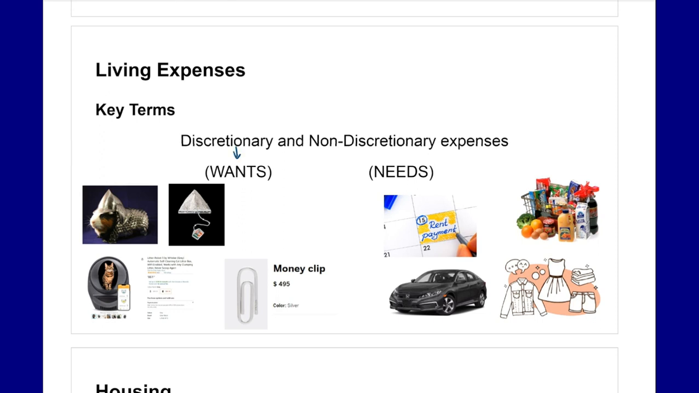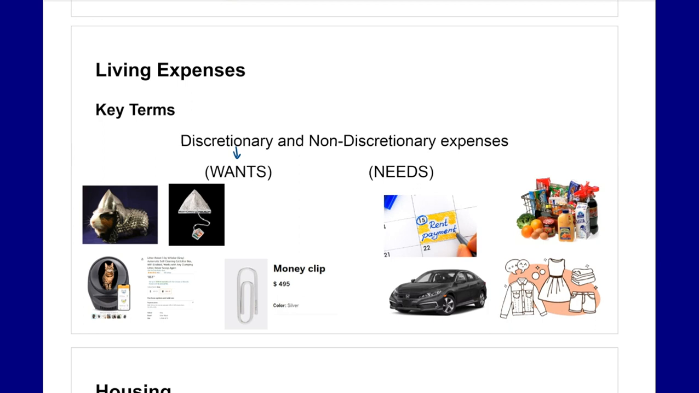So maybe it's armor for a guinea pig, a diamond encrusted tea bag for your tea, a $860 automatic litter box for your cat. Maybe a $500 Prada money clip that looks like a paper clip. Maybe you didn't even see the Prada marking, but it's a $500 paper clip or money clip. Those would be wants. We don't need those items.